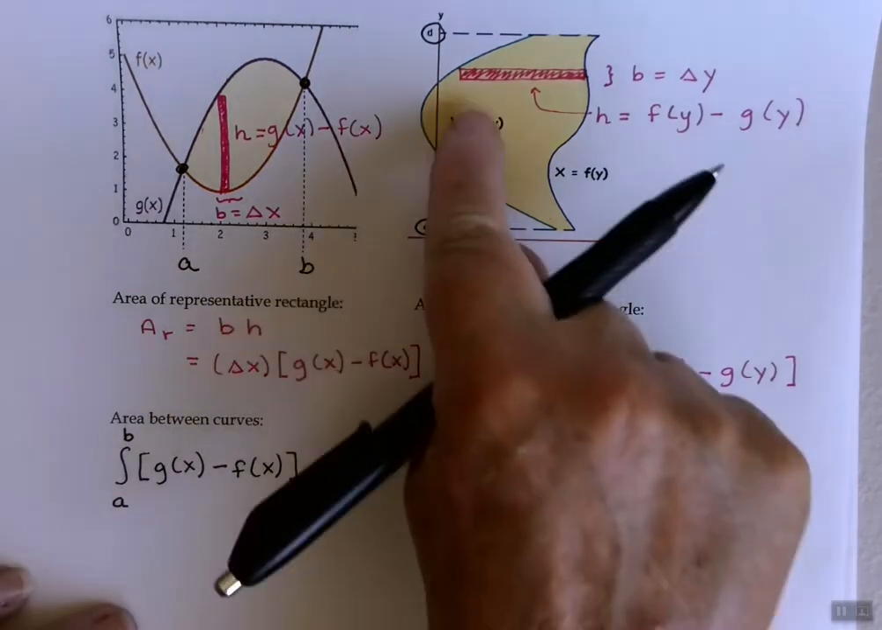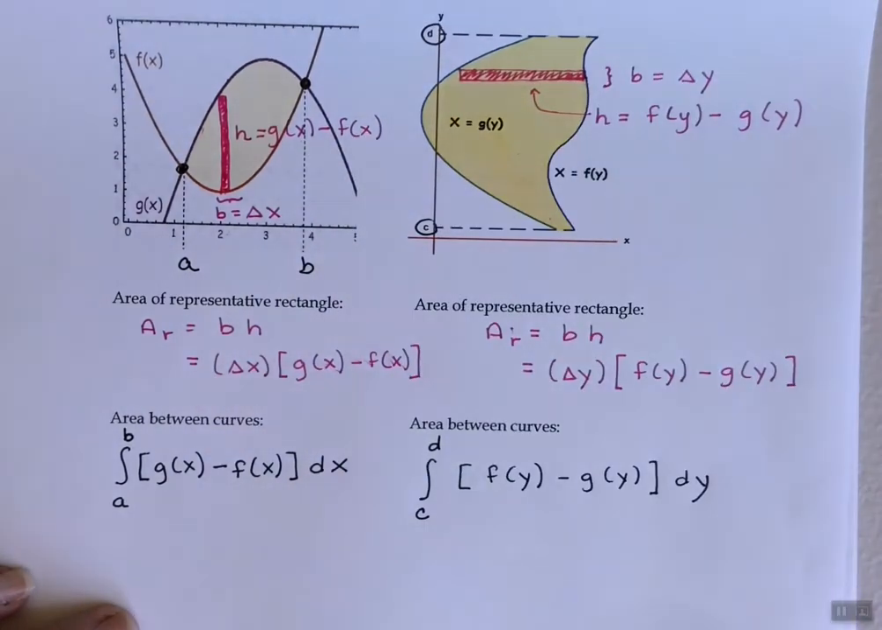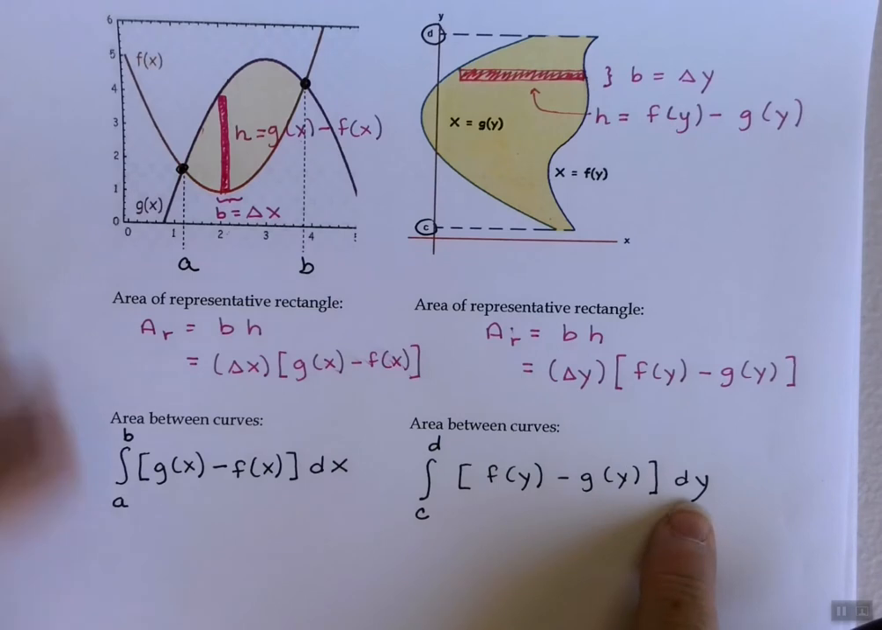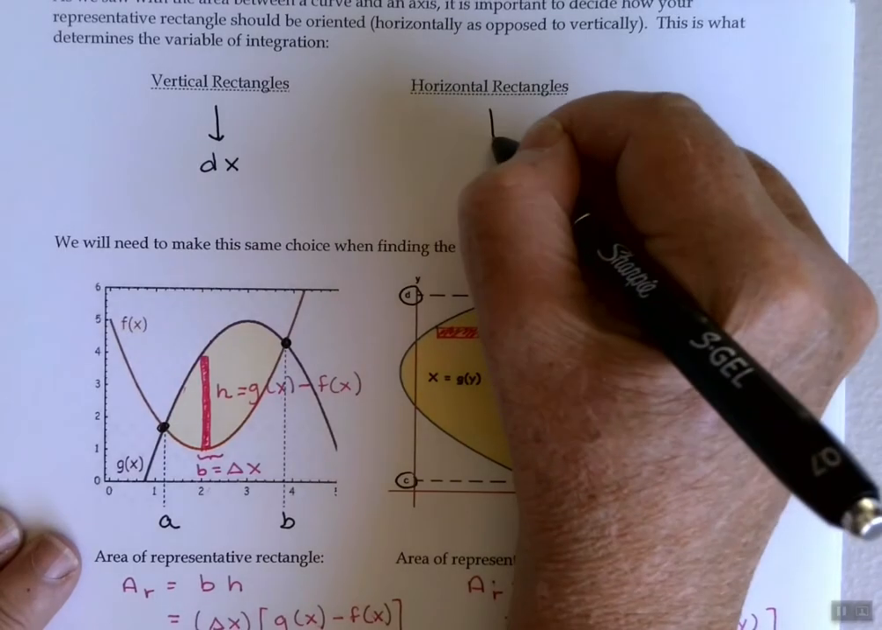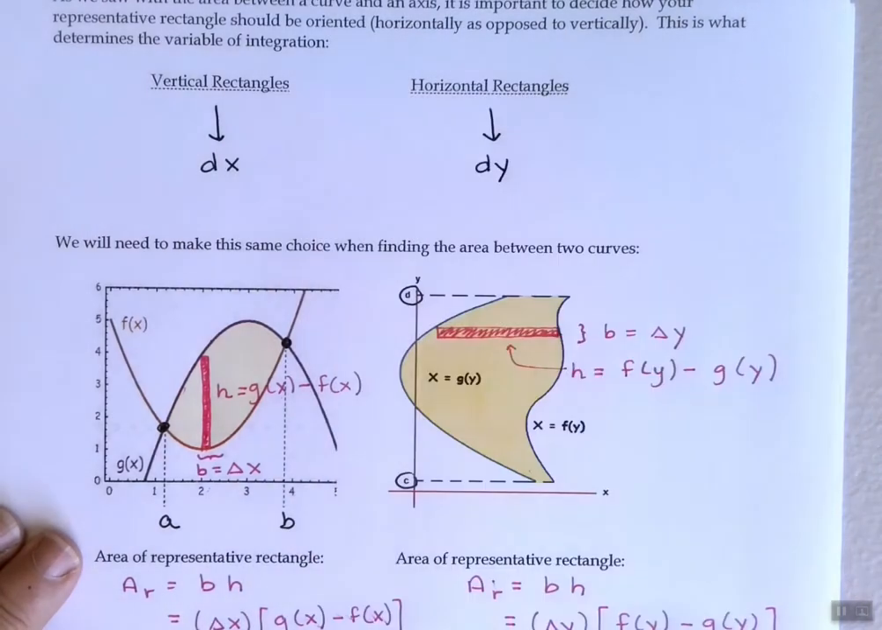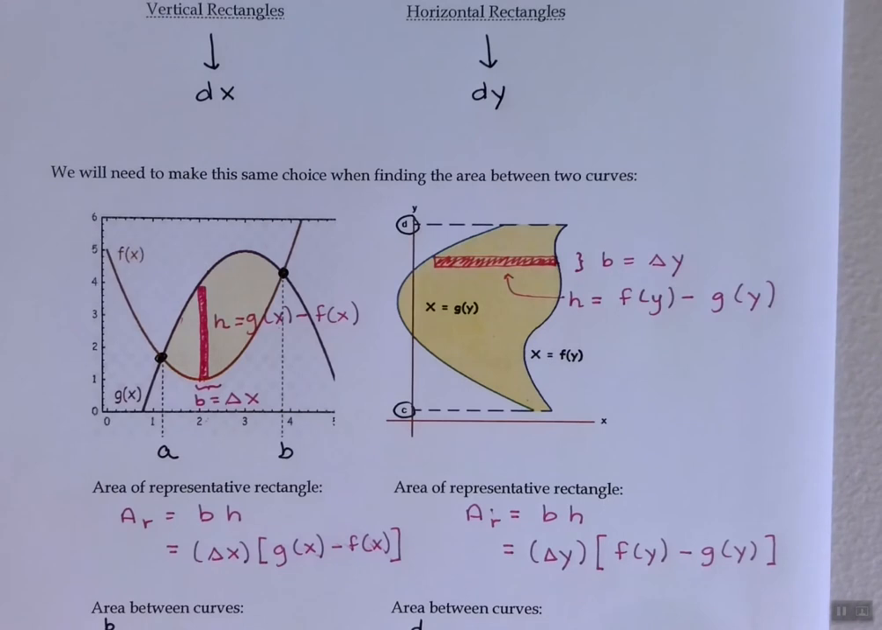Okay. So anytime we do horizontal rectangles, the little short side, the base, will always be a little piece in the y direction, and we'll always end up integrating dy. All right, I'm going to write one more little generalization on the next page, and then we'll try some examples.